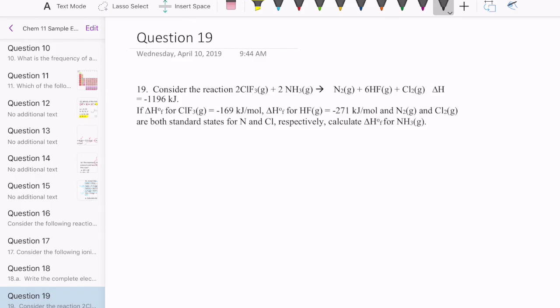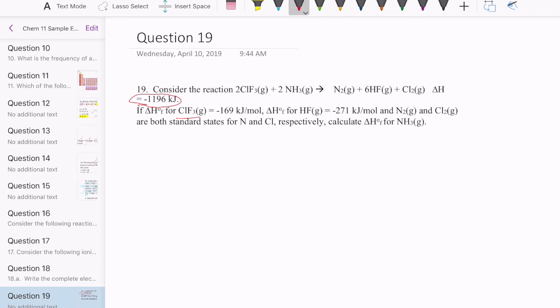Let's look at question 19 in sample exam 3, Chem 11. This is a question in thermochemistry about enthalpy of formation and enthalpy of reaction, so the relationship between those two enthalpies. The question gives you a reaction, and it gives you an enthalpy value at the end for that reaction, right? Negative 1196 kilojoules. And then it gives you values of enthalpy of formation for some of the species in the reaction.